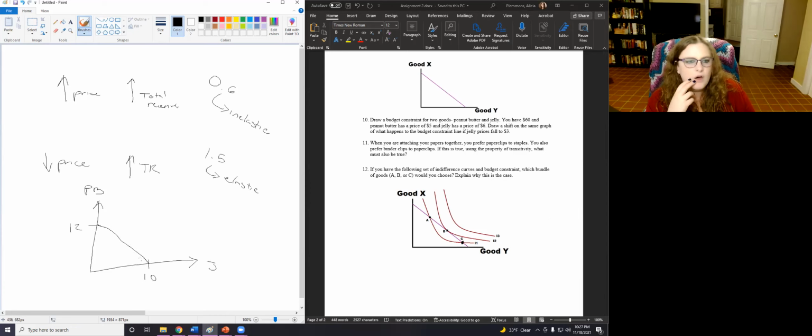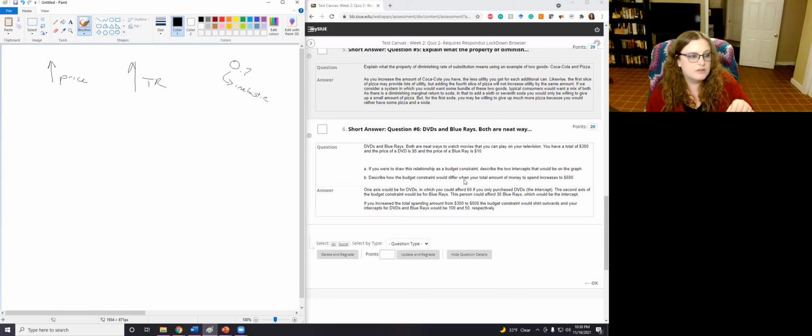Okay, so then it's just explain two factors, explain the property of diminishing rate of substitution. I don't know why I can't talk today, but that's just essentially moving along that utility, right? So it's moving along the indifference curve for the diminishing rate of substitution, not the budget constraint. I think two people put the budget constraint. It's not, it's moving along that curve of indifference, right?